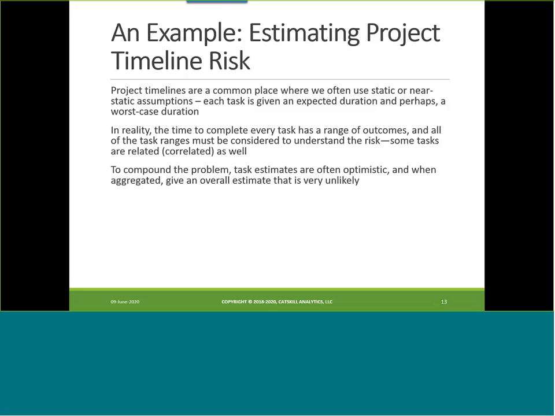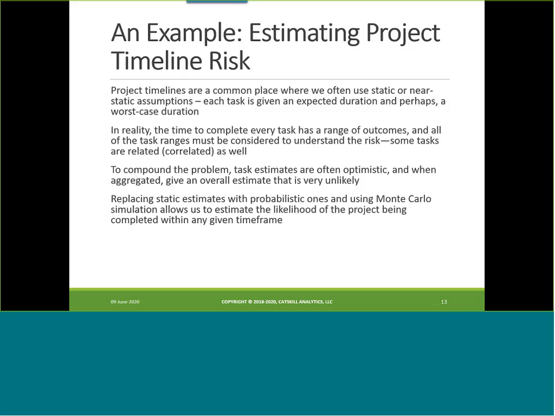To compound the problem, and I'm sure we've all been here, I'm probably preaching to the choir, right? Task estimates are often optimistic, and when they're aggregated, they give an overall estimate that is very unlikely. If you take an optimistic estimate at every point, and then you put them all together to come up with your project timeline, the probability that every one of those tasks is going to come in at the optimistic time is very low. And this methodology will show that very quickly, actually. But what we do is we replace these static estimates with probabilistic ones, use the Monte Carlo approach, and it allows us to estimate the likelihood of the project being completed within any given time frame.